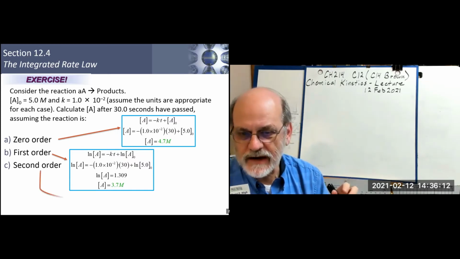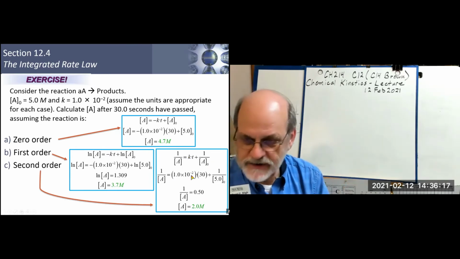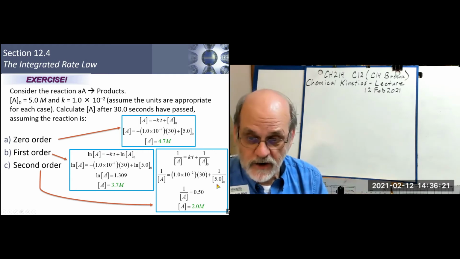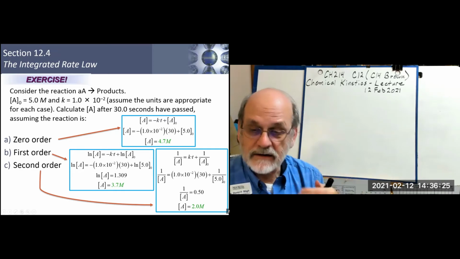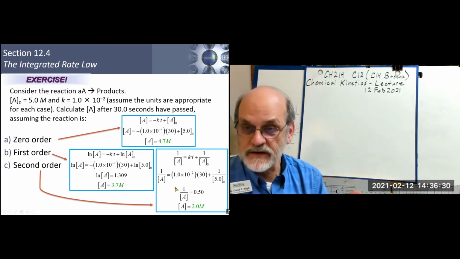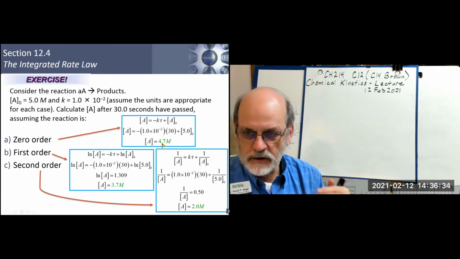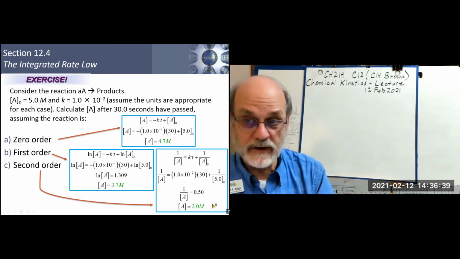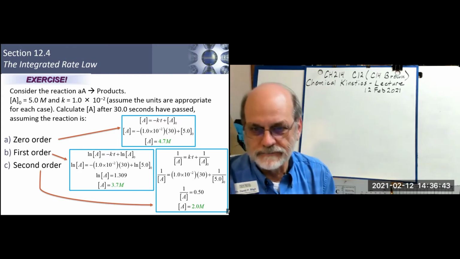Do the same thing with second order, right? So now you got the reciprocals. Plug in the same K, plug in the same time, plug in the same initial concentration, and after 30 seconds, you've only got 2 molar left. So that would appear to be the trend. From zero, first, second order, you decrease the final concentration over the same period of time. The only thing we've changed is the order of the reaction.